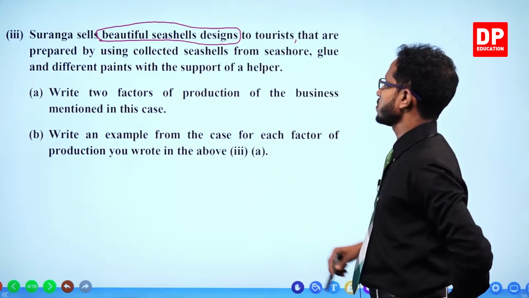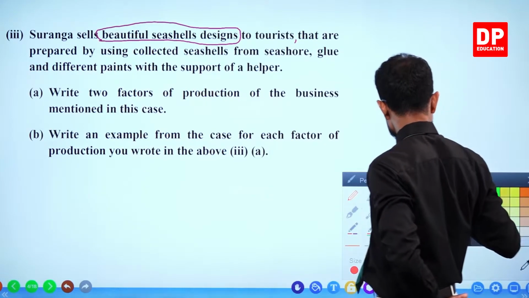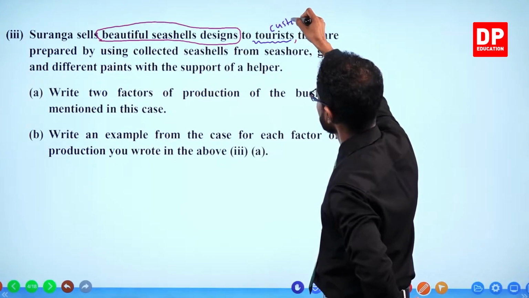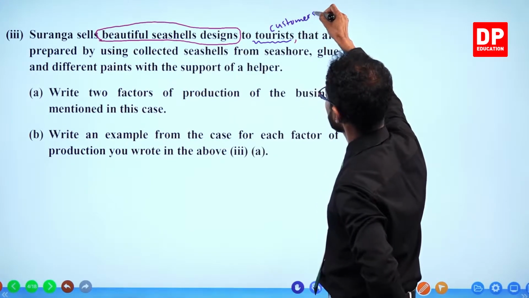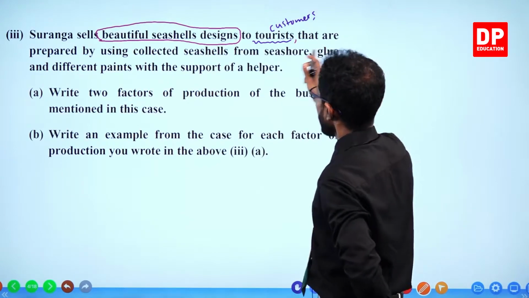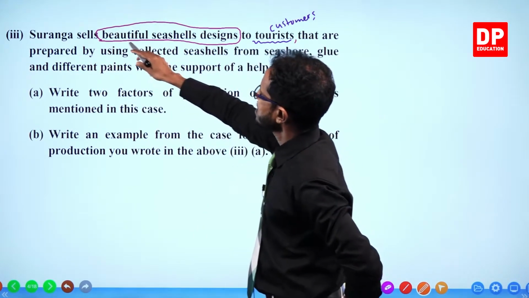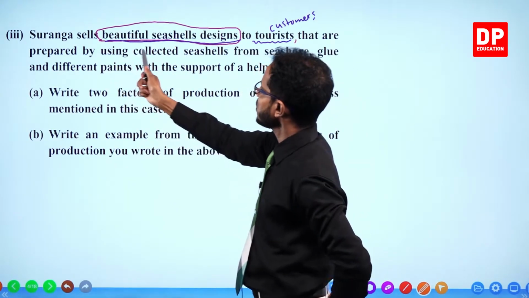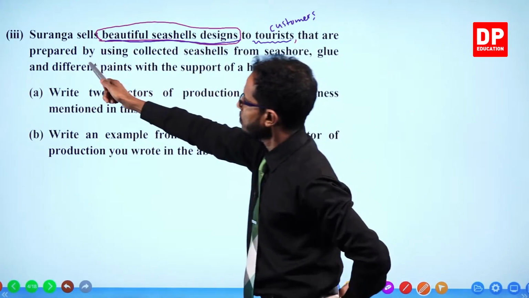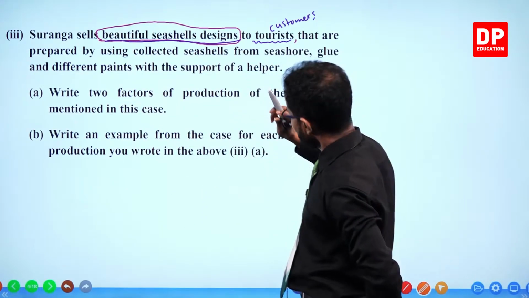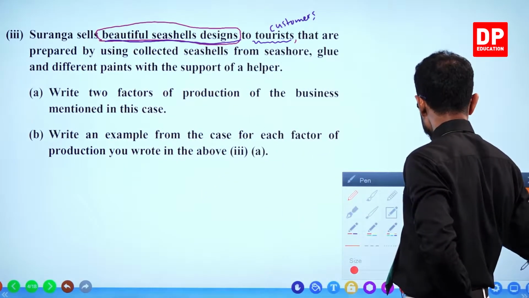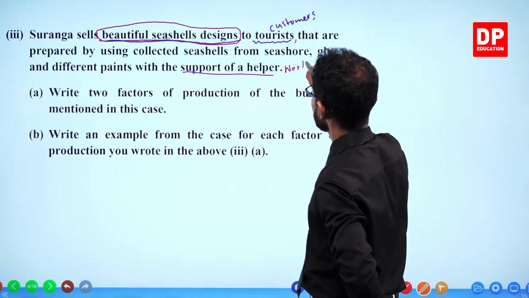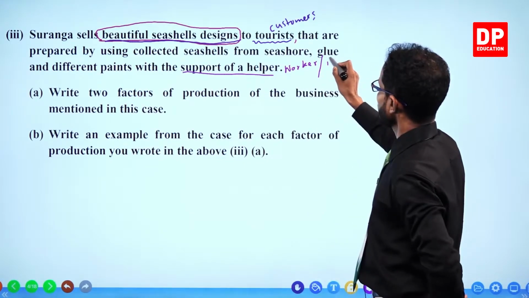Sells to tourists. So the tourists are the customers. These are the customers. These beautiful seashell designs are prepared by using seashells and glue and paint. Plus there is another guy, a worker, the employee.